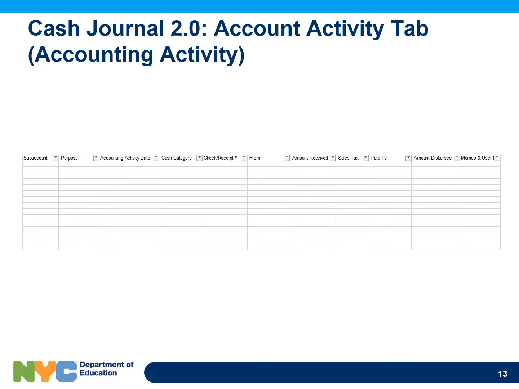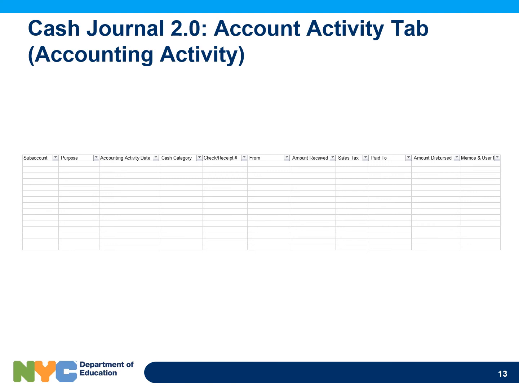The Purpose column, here you will enter what the funds are earmarked for. The Accounting Activity Date column, here you will enter the date when the funds are collected or disbursed. The Cash Category column, how was the transaction executed, for example, was it cash, check or money order? The Check and Receipt Number column, here you will enter the check number which comes from your checkbook when issuing disbursements, the receipt number, which is from the treasurer's receipt book when receiving cash or check.